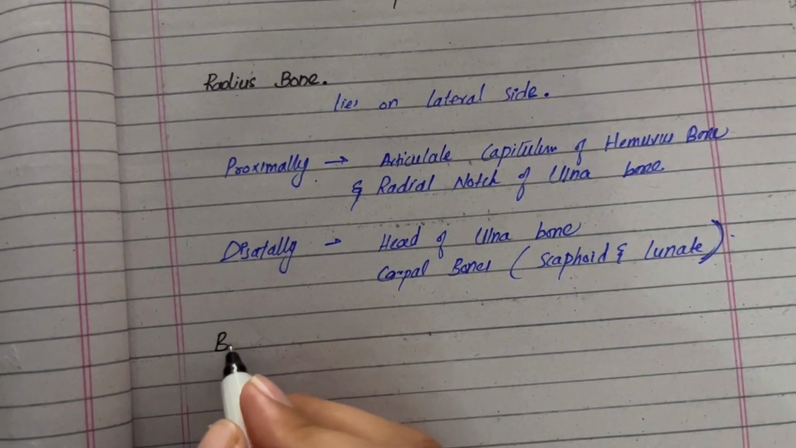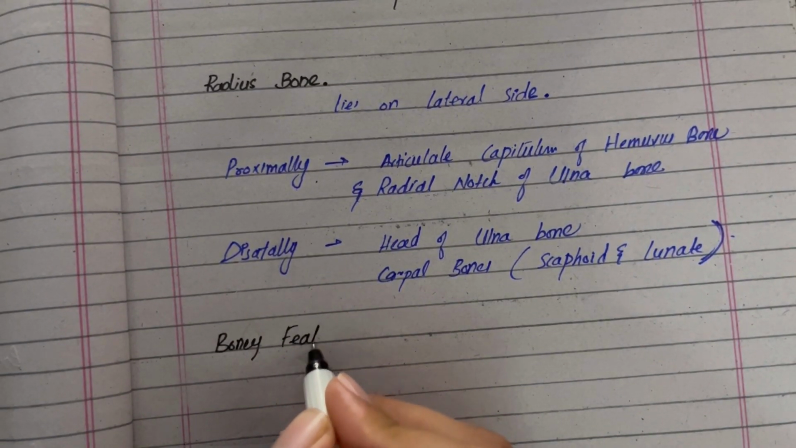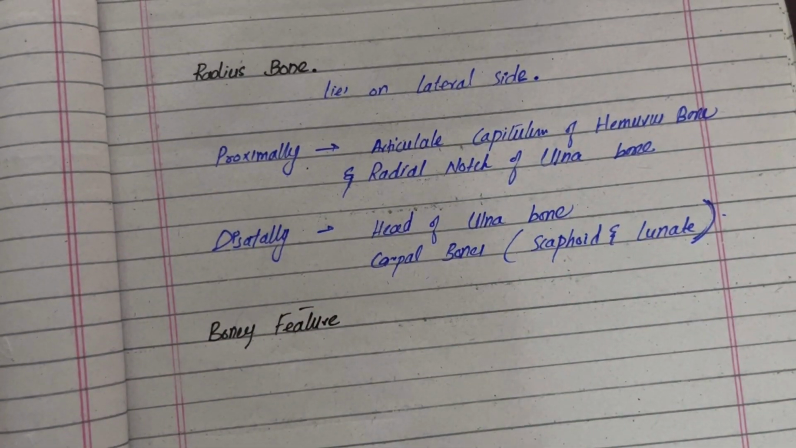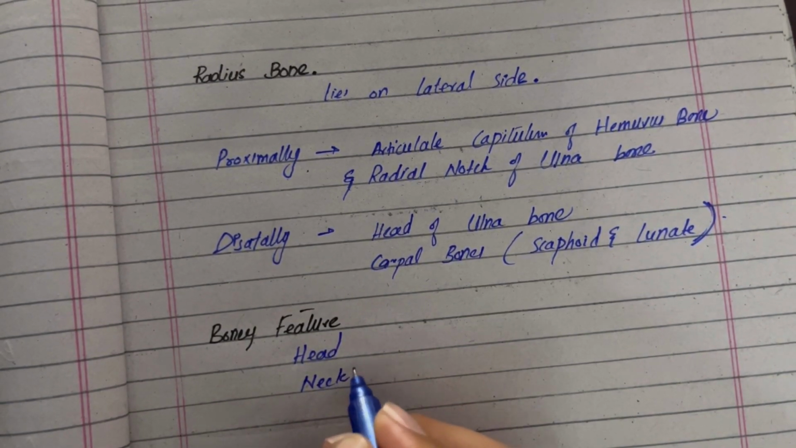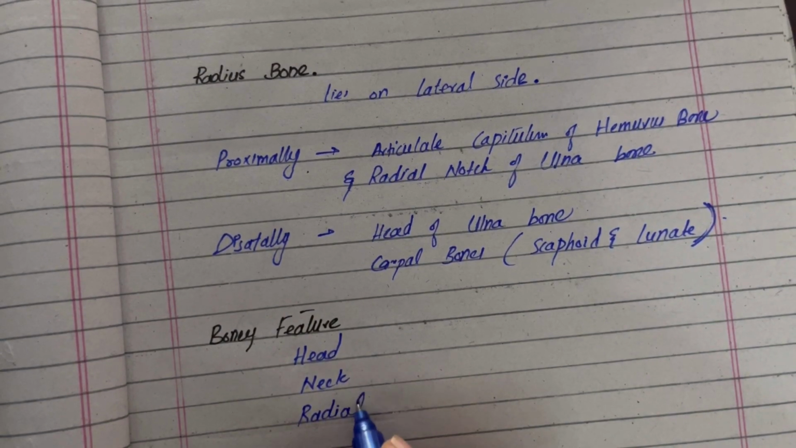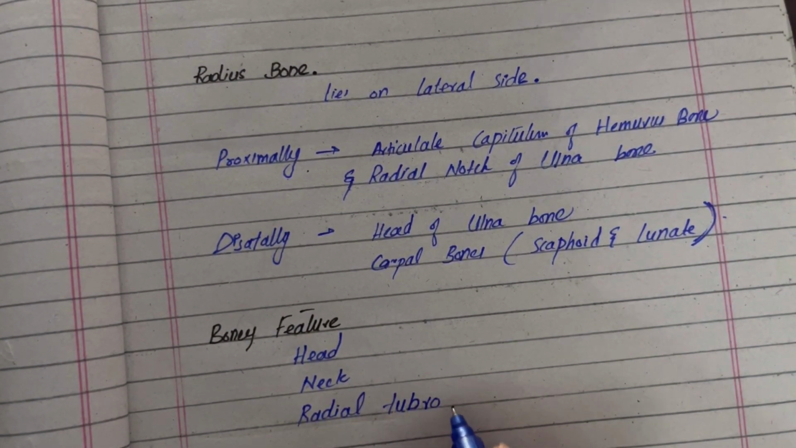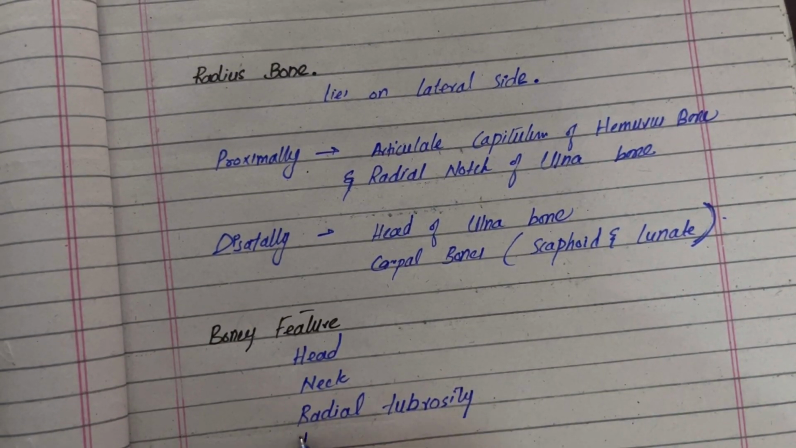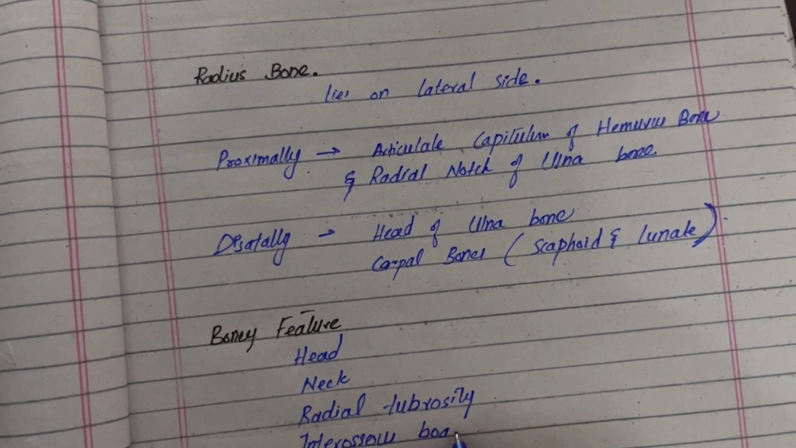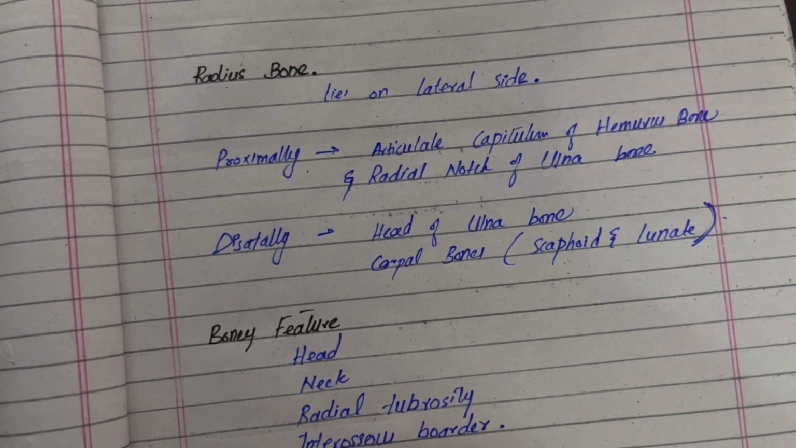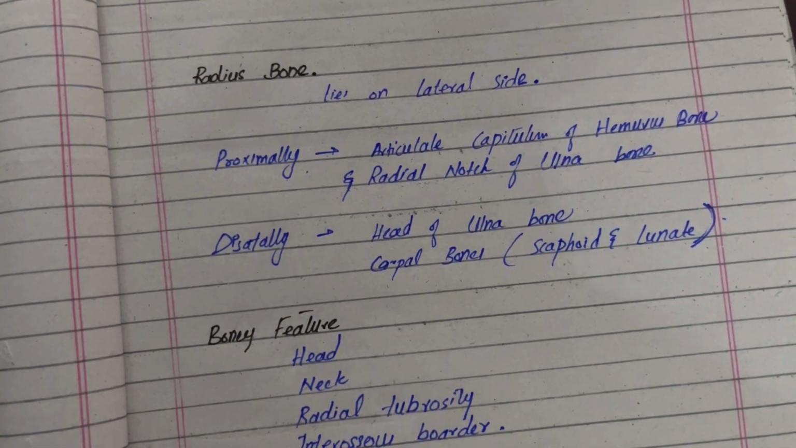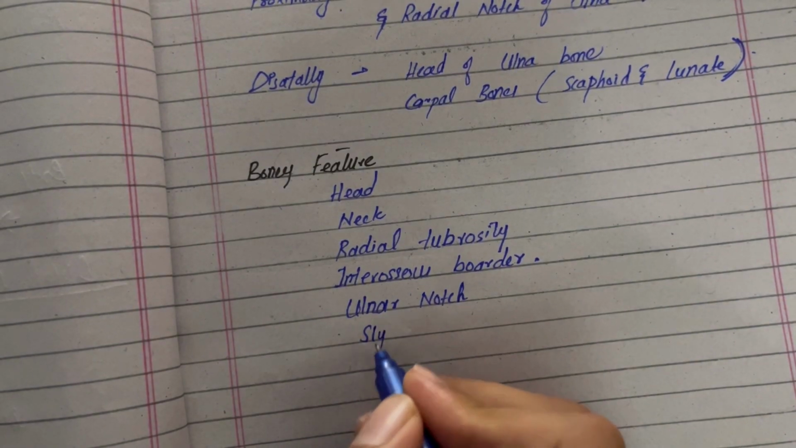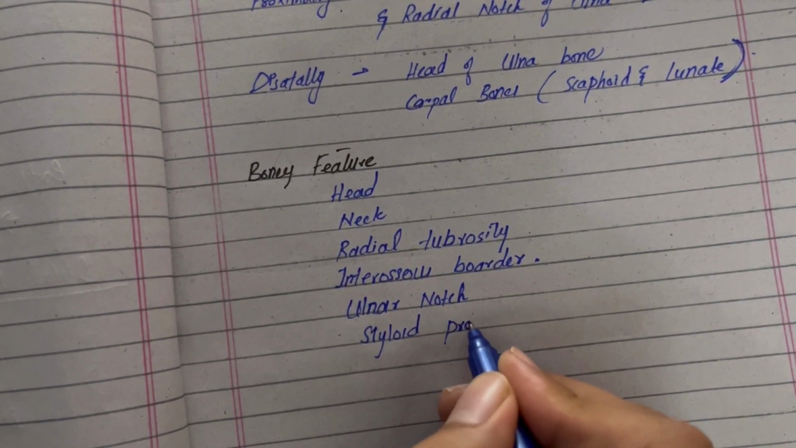Now moving toward the bony features. In the radius bone we have head followed by neck, radial tuberosity, interosseous border, ulnar notch and styloid process.